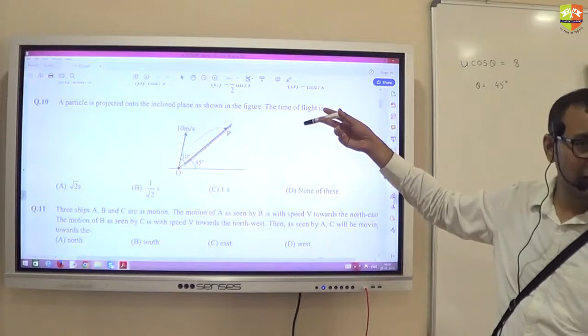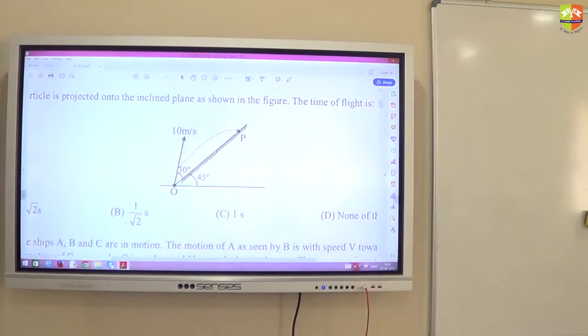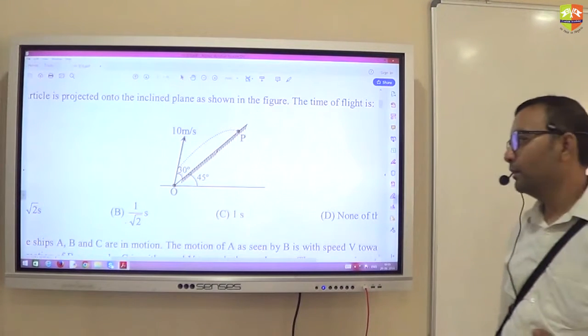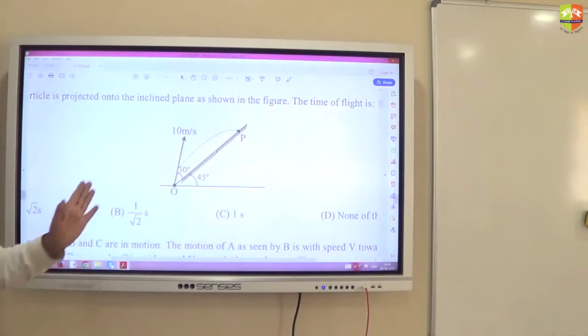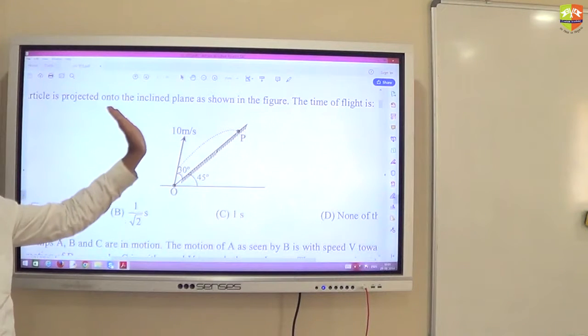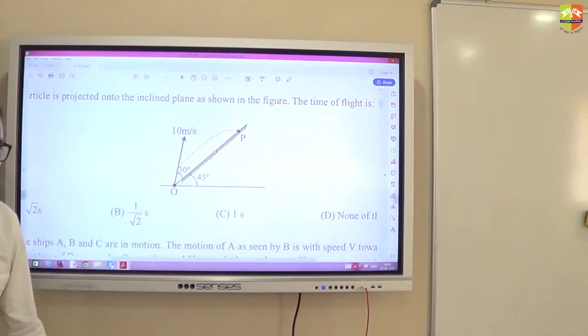10th you can solve, right? Again, 10th one, can you solve it quickly? Root 2. Root 2. Directly substituting in the formula. But usually, it's not a good idea to remember the final expression. You can use your x and y axes, and displacement along the y axis is 0. Use that. Okay?